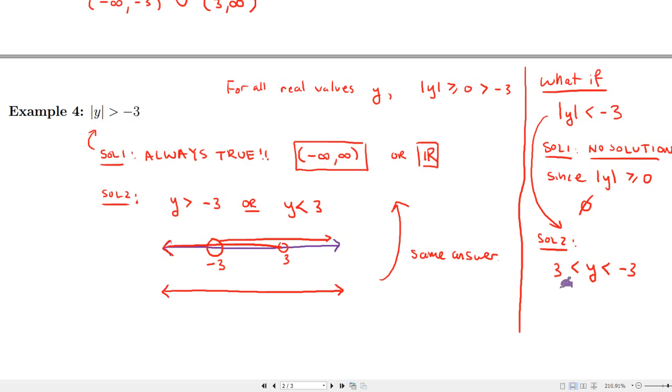But look at this. This doesn't make any sense. This is impossible, right? Not possible. You can't find for me a y value that's bigger than 3 but smaller than negative 3, right? That doesn't make any sense, right? This would actually say 3 is less than negative 3. That doesn't happen. So this is nonsense, right? So, empty set, right? Not possible.